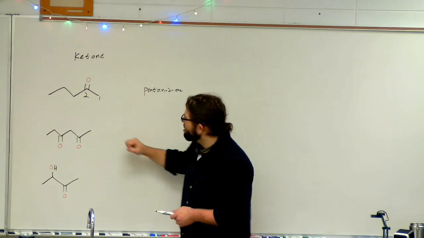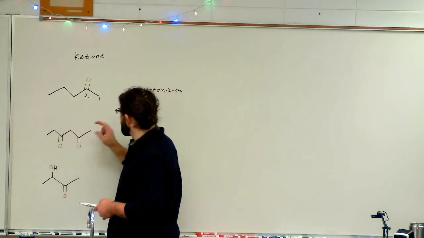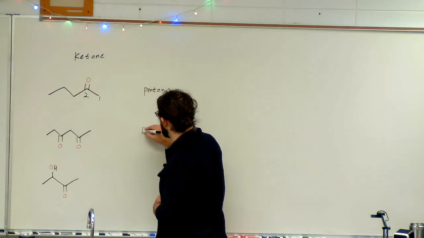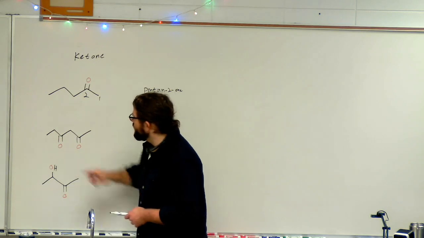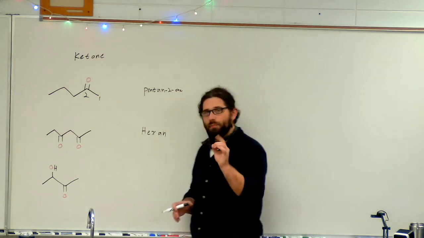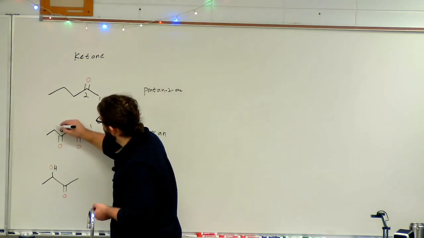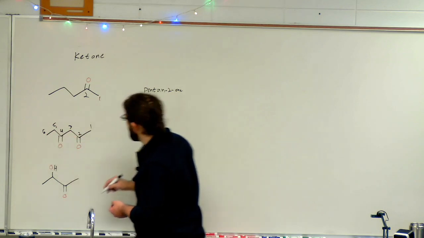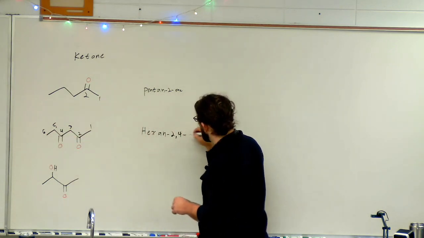So let's look at the second one. I've got a 1, 2, 3, 4, 5, 6 carbon chain. That'll be hex, and then I've got 2 ketones. So it's going to be dione. And I need to number where they occur. So that's going to be 1, 2, 3, 4, 5, 6. So it'll be 2 and 4. So 2,4-dione.